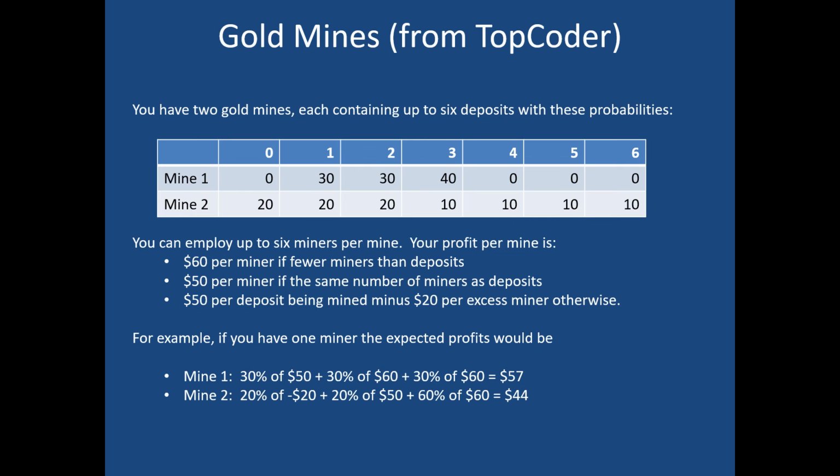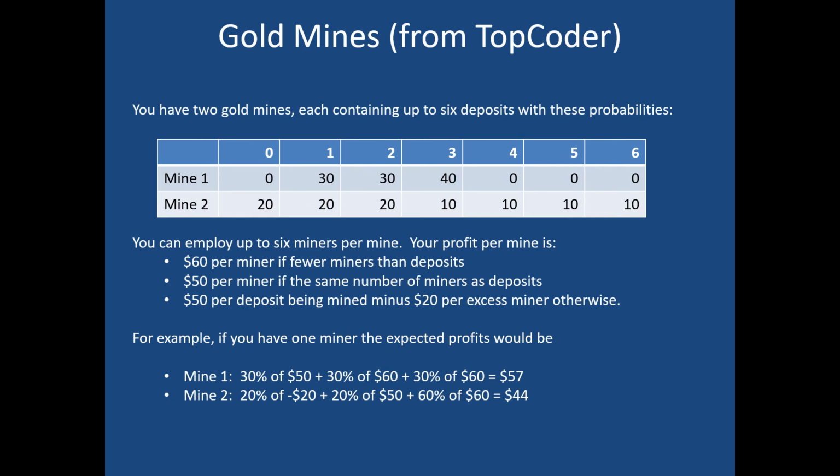So in that mine, you've either got 1, 2, or 3 deposits. Mine 2 is different. There's a chance that you've got 0 deposits, there's a chance you've got 6 deposits, and everything in between. So you've got the probabilities of those occurring. So this is a very contrived problem compared to what we just looked at. You can employ up to 6 miners per mine, and you're trying to optimize your profit. And here's how you define your profit.